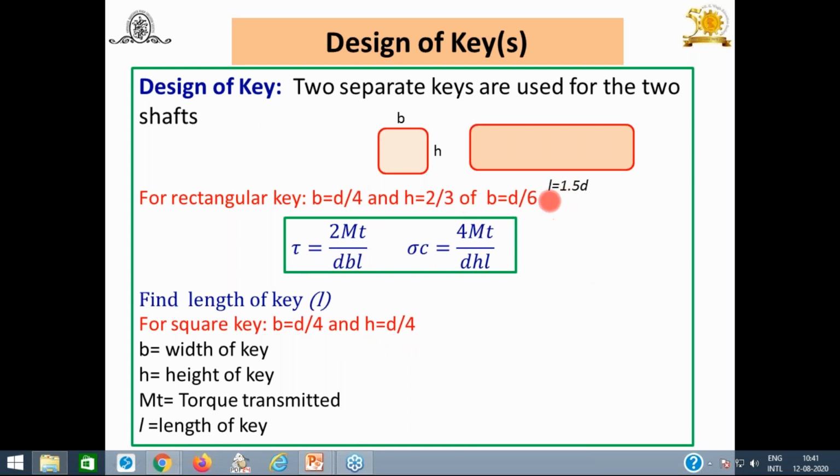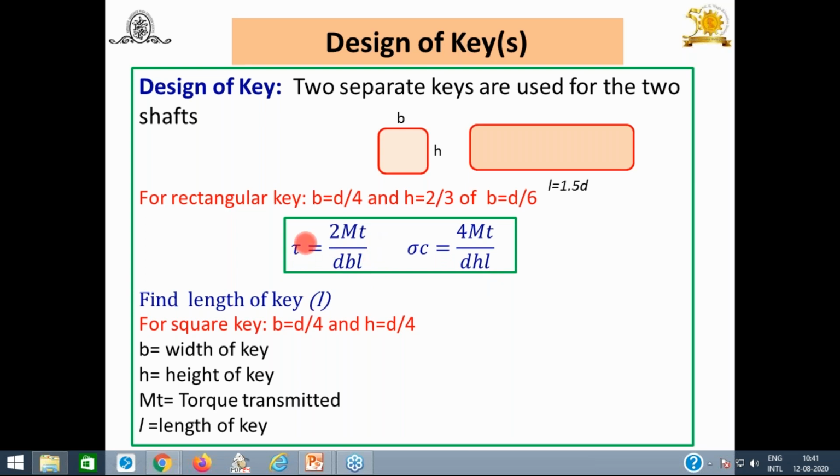Once you know the length of the key is equal to 1.5 times the diameter of the shaft, what you have to do? A flat key or a square key is going to fail due to shear as well as crushing. So design a key against shear failure, and design a key against crushing failure. Already you know very well how to design a flat or a square key. So these are the expressions. Tau is equal to 2Mt upon dBl. This is for shear failure. Sigma c is equal to 4Mt upon dhl. This is for crushing failure.